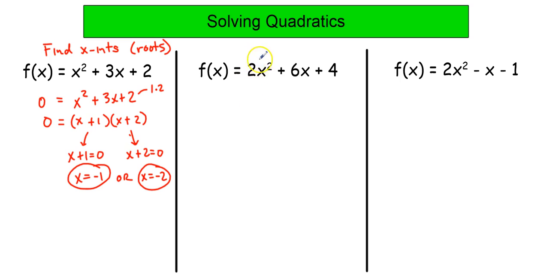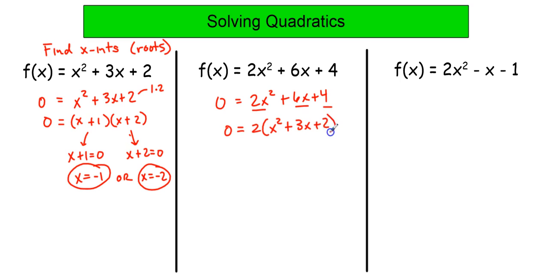The second type is when you've got this number in front. It's the same process. We want to find the x-intercept, so we plug in 0 for y, so we set this thing equal to 0. And then we want to look for a greatest common factor between this term and this term. It looks like I could pull a 2 out of there, so 0 equals 2 times whatever's left over on the inside. And what's left on the inside is actually what we had over here, so we're just going to factor what's on the inside. We already did that in the first problem. That factors to x plus 1 times the quantity x plus 2.